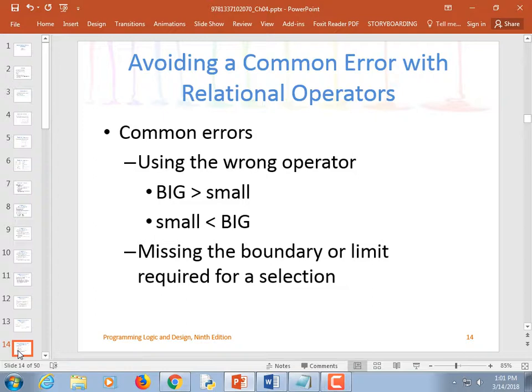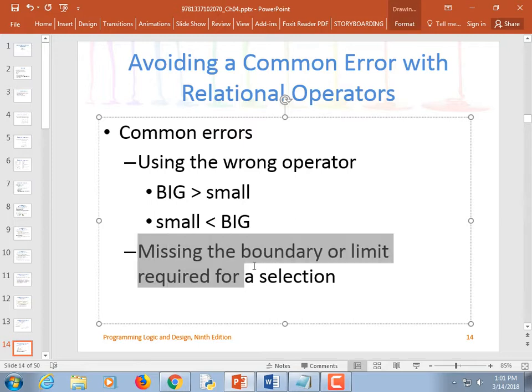Avoiding a common error with relational operators: using the wrong operator. That would mess you up, right? If you use less than when you meant greater than. More importantly, missing the boundary or the limit required for a selection. What if they're exactly 65 years old? Should they be allowed the discount? Probably so. So you'd want to do greater than or equal to.